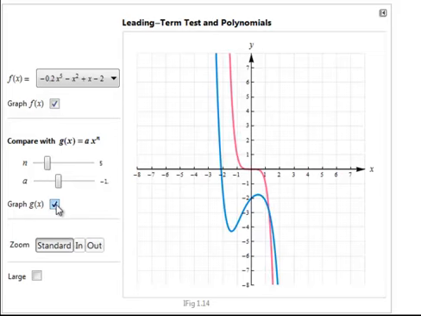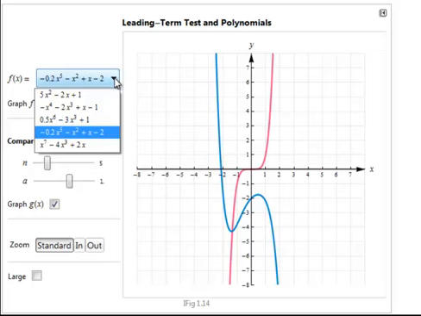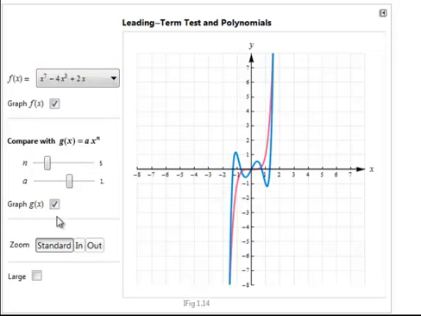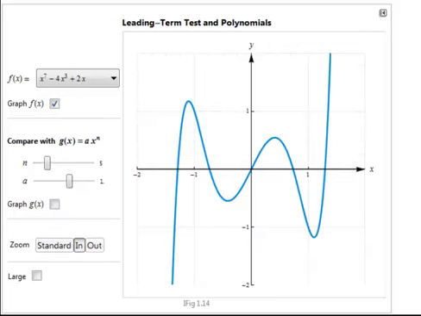There we can see that the right side goes down, the left side goes up because we have a negative coefficient for the leading term and the exponent, the degree, is odd. Changing that to a 7th degree, we have a positive coefficient, therefore the right side goes up, and since the degree is odd, the left side goes the opposite direction, the left side down. And we can check that with the g function using the leading term.